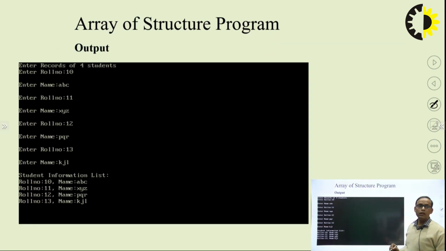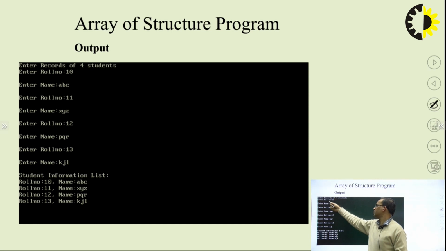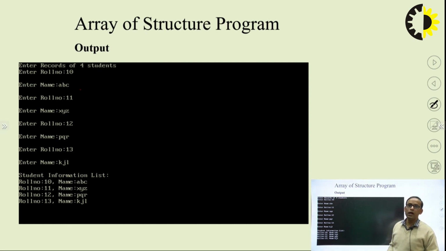So when we compile and execute this program, then this will be the output. First, enter the roll number of first student, 10, second, name of first student, abc. In the same way we enter the information of 4 students, and this is the output: the information that we have entered for these 4 structure variables will be printed. So in this way we will use the array of structure.